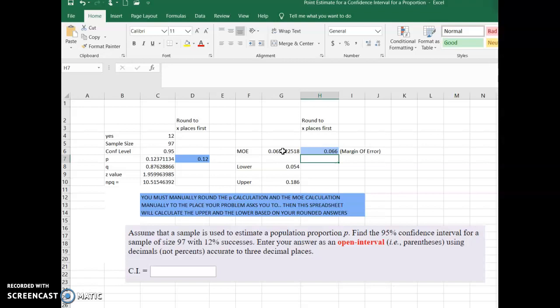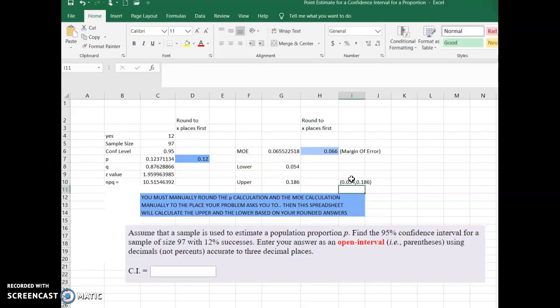Now the lower end of this interval is 0.054. The upper end of this interval is 0.186. So we would report using the open paren like they suggested, 0.054 to 0.186.